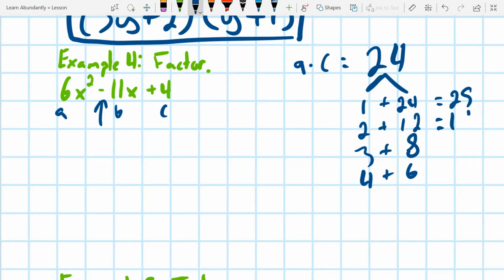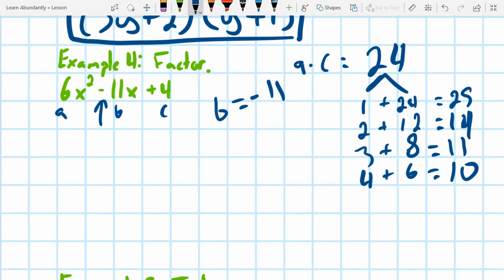So if my goal was to add up to negative 11, because b equals negative 11, then we need to come up with a different way to look at this problem. You will notice that 3 and 8 do add up to 11. So that brings up the point that if they both add up to a negative number, well, there are no positive numbers that are going to add up to a negative number. It's just not going to happen.